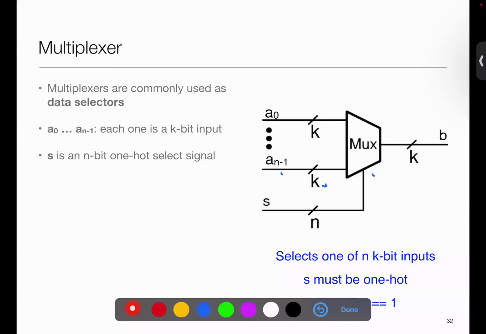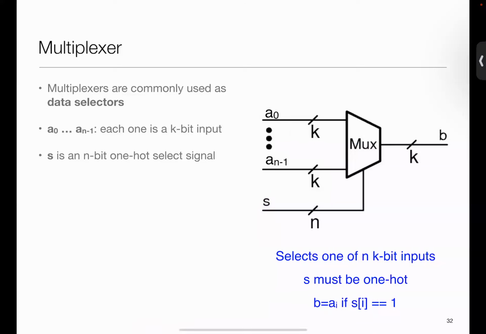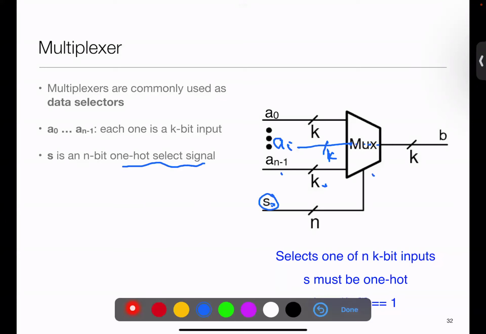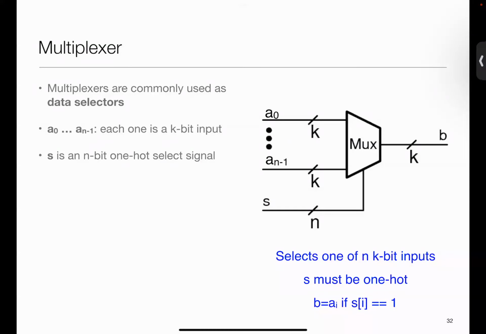What the multiplexer lets us do is select. So S is a selector, and it helps us select one of the n and routes it to the output B. So if S represents I, then I'm going to connect AI to B. The idea is B is AI if S is selecting I, and S is one hot coded. That can be the same as saying if the ith bit of S is 1.